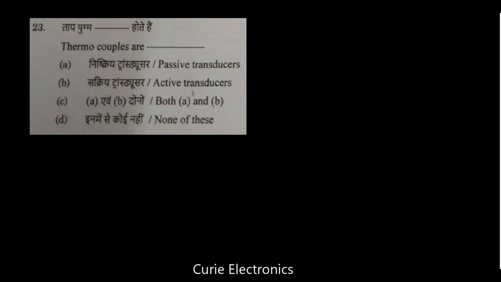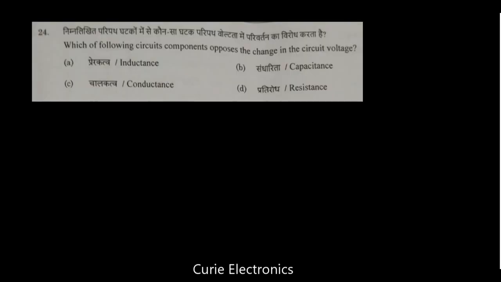The thermocouples are active transducers. Why are they active transducers? Because we need not power the thermocouple. When there is a heat difference between the junctions, the voltage is produced by itself. So it is an active transducer.